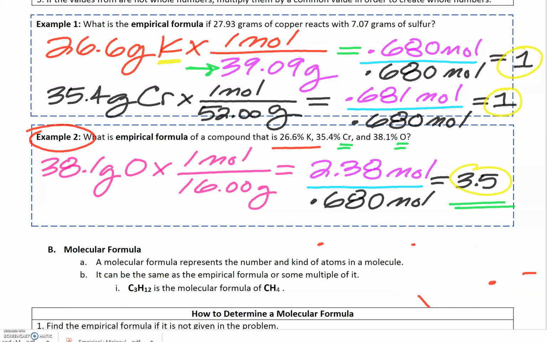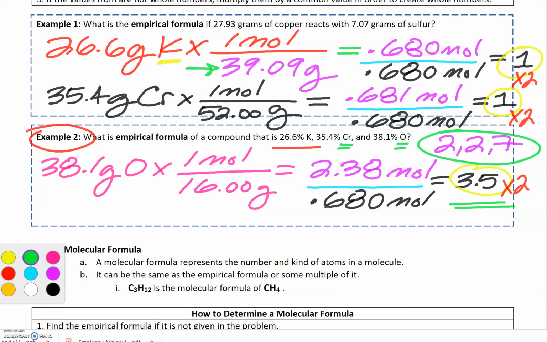The thing is that when you multiply, they all have to be multiplied by the same value. So we're going to come up here and take 1 times 2, 1 times 2, and 3.5 times 2. The numbers I'm kind of running out of space, but the numbers you're going to get are a 2 and a 2 and a 7. And that's what's going to become your formula.